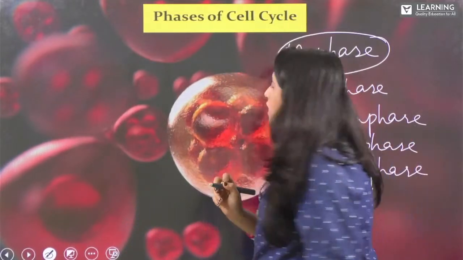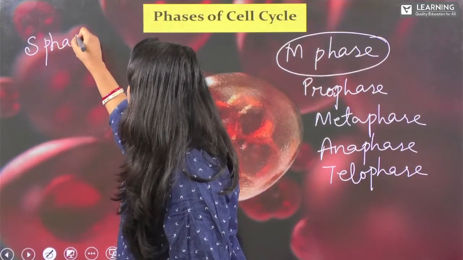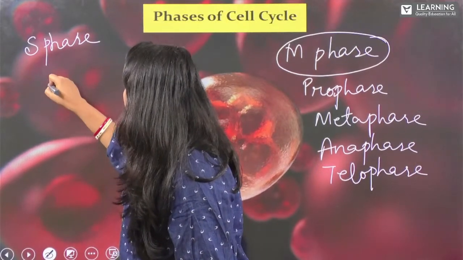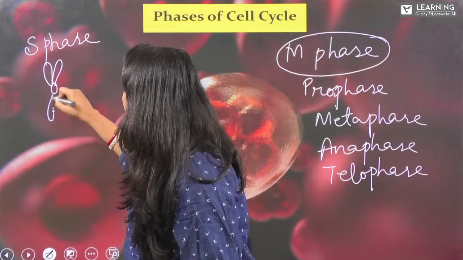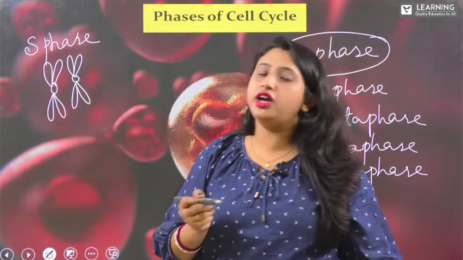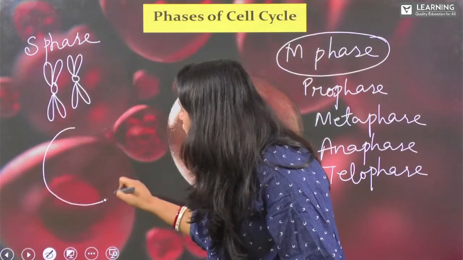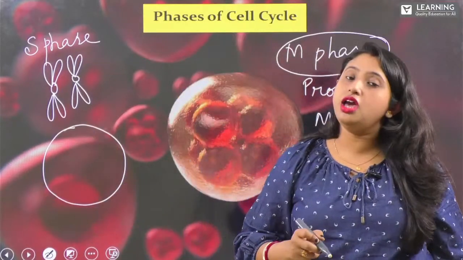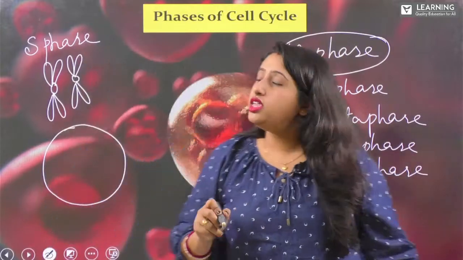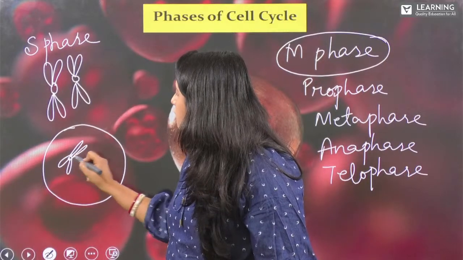So, for example, if this is a cell, this is the S phase, where the DNA gets replicated. As you know, in the S phase the DNA replication takes place. Further, it will undergo the mitosis phase. The first phase in mitosis is the prophase. So in the prophase, the cell will be lying here.